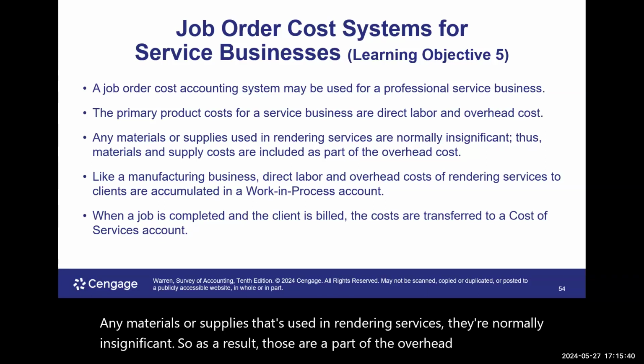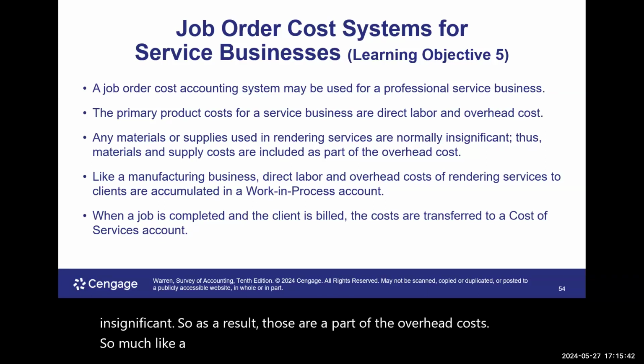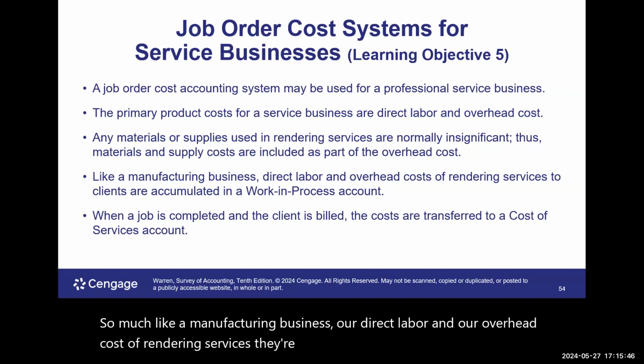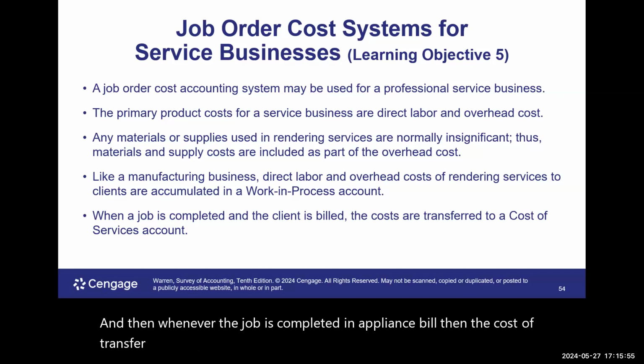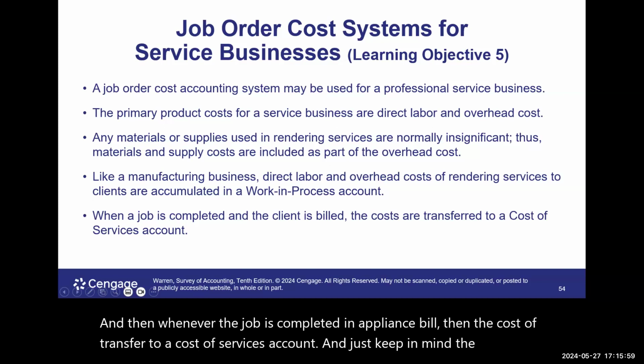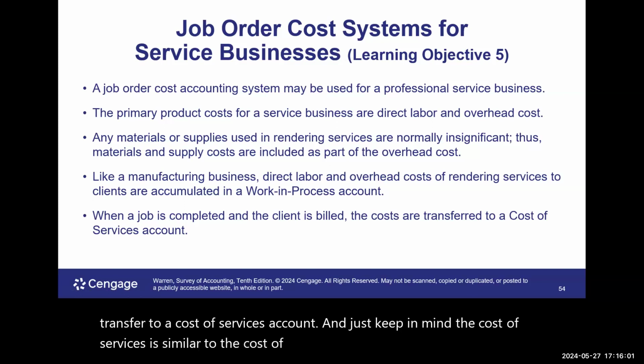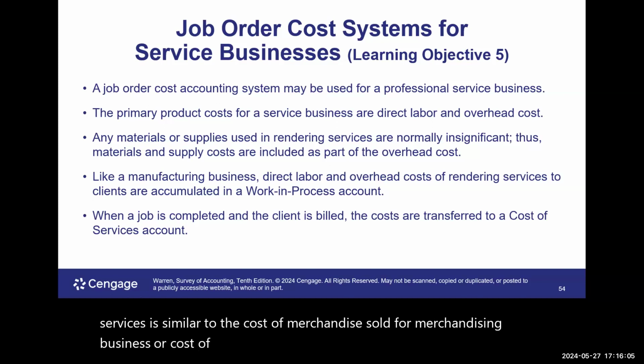So much like a manufacturing business, our direct labor and our overhead costs of rendering services are accumulated in a work in process account. And then whenever the job is completed and the client's billed, the costs are transferred to a cost of services account. And just keep in mind, the cost of services is similar to the cost of merchandise sold for a merchandising business or cost of goods sold for a manufacturing business.